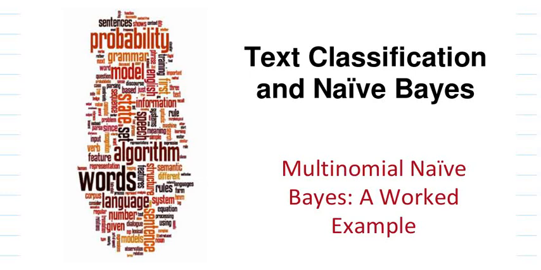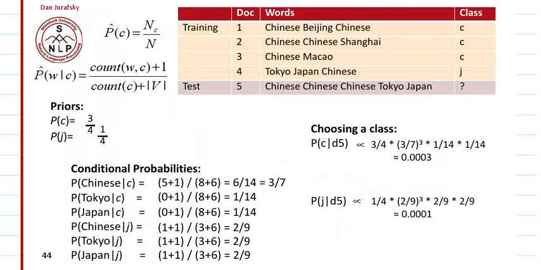So in today's class we will be seeing the multinomial naive Bayes algorithm, and we will see an example which we saw in the previous class very briefly. We will see this in detail again, and then we will see how we evaluate the machine learning models with the help of precision, recall, accuracy and F-score.